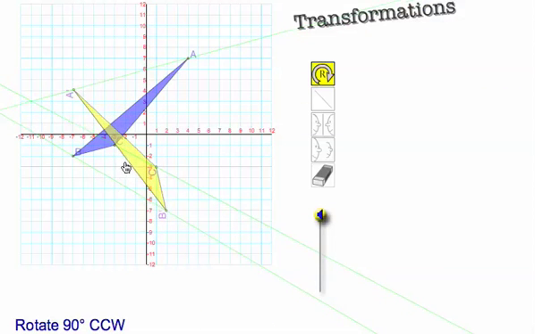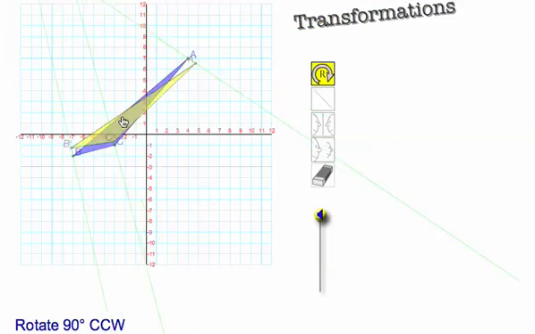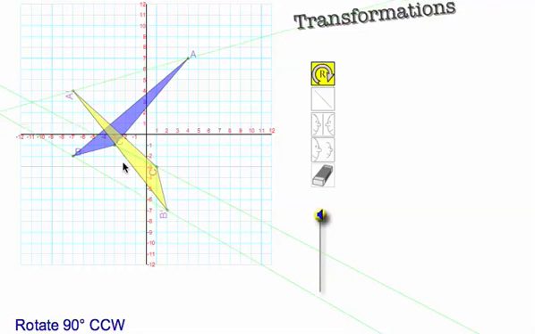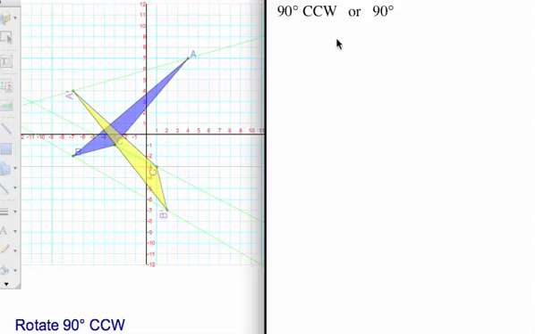90 degrees. Okay, so when we rotate 90 degrees, notice what's happening. The C prime, which was -3, -1, is now +1, -3. So let's see what happened to the x and y's. When we rotate 90 degrees counterclockwise, the x and y switch places again, but notice what happened.